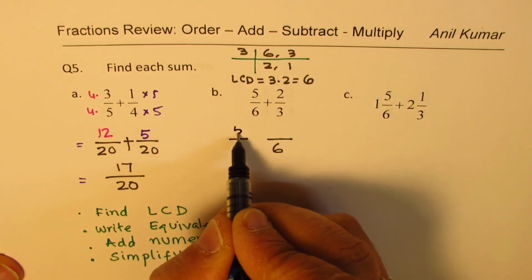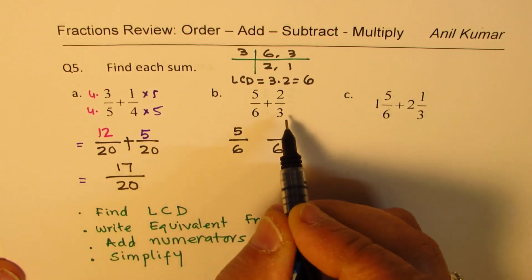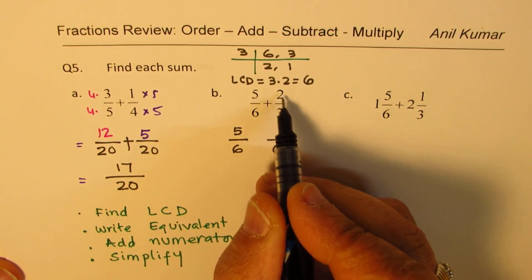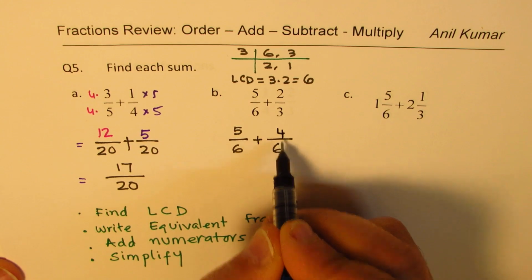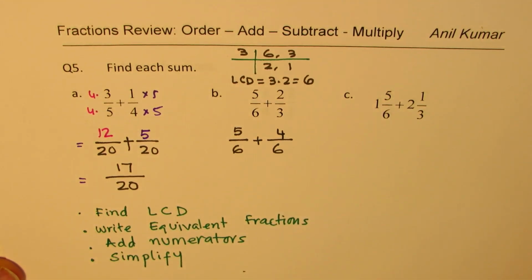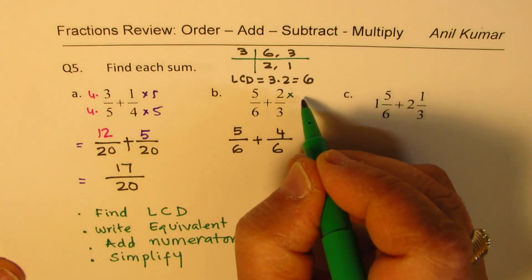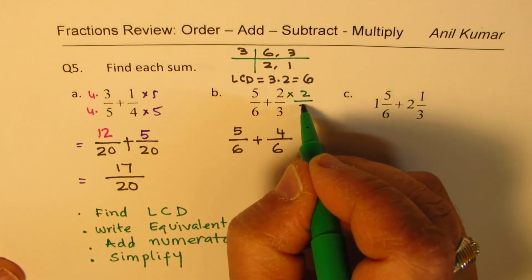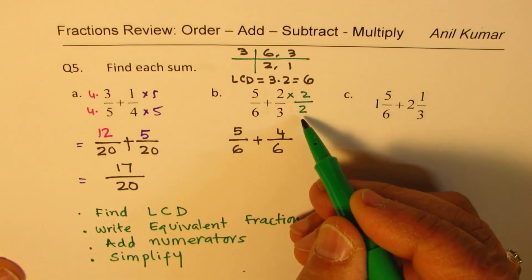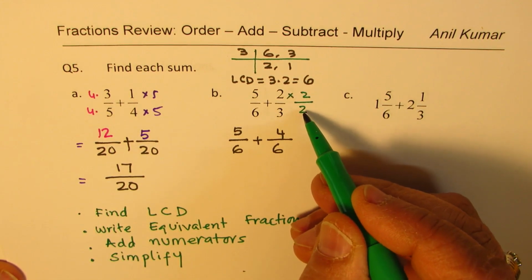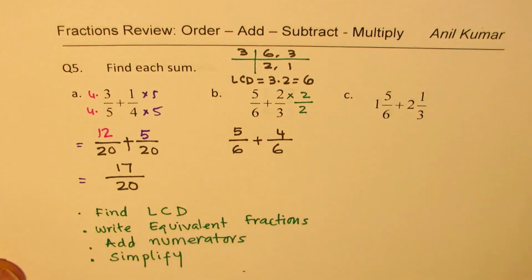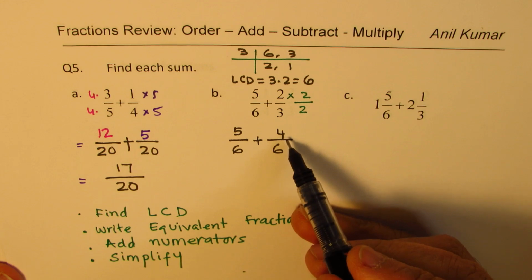Now here 5 is already with denominator of 6. To make this 6, I have to times it by 2. So we have to add 4 over 6. Correct? So we have to multiply these by 2 over 2. When you actually multiply and divide by the same number, it is as good as multiplying by 1. That really doesn't change the fraction. Therefore, it is called equivalent fraction.